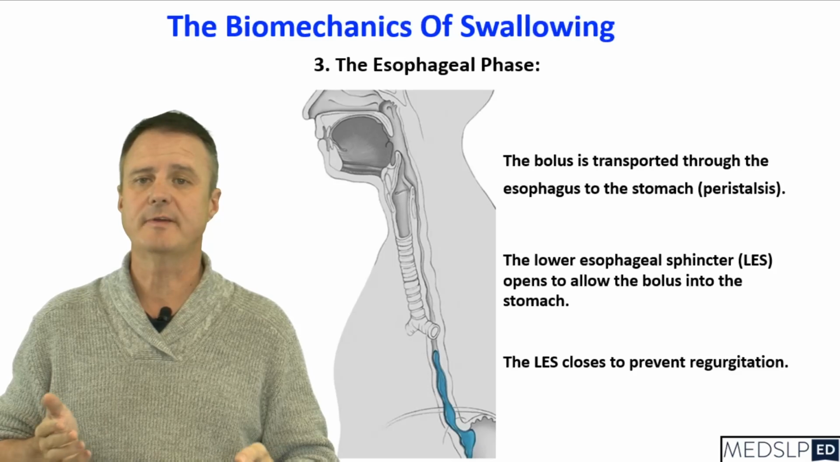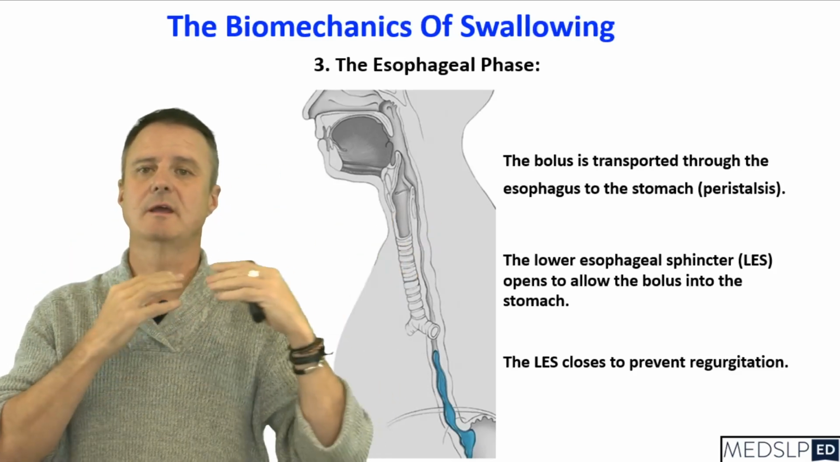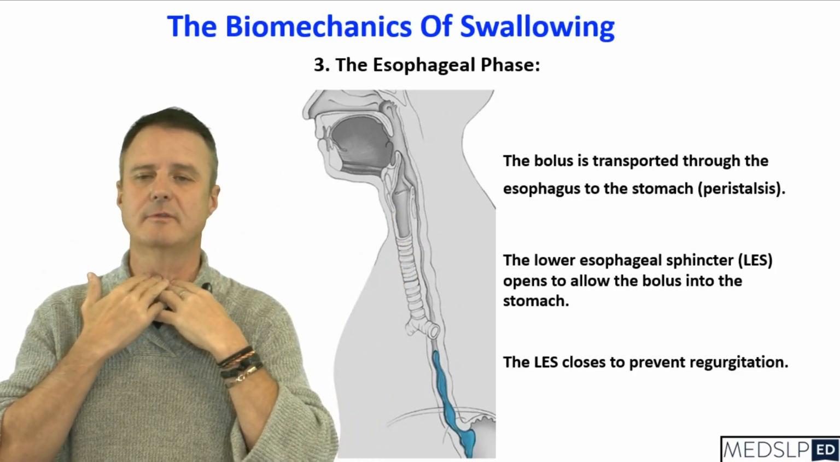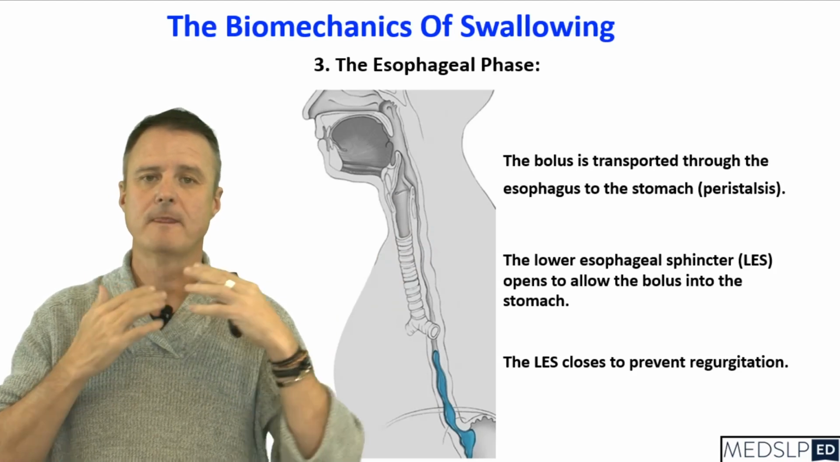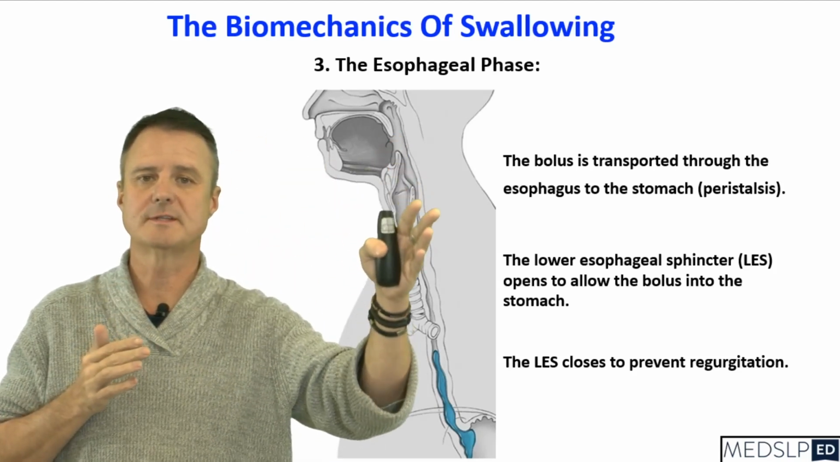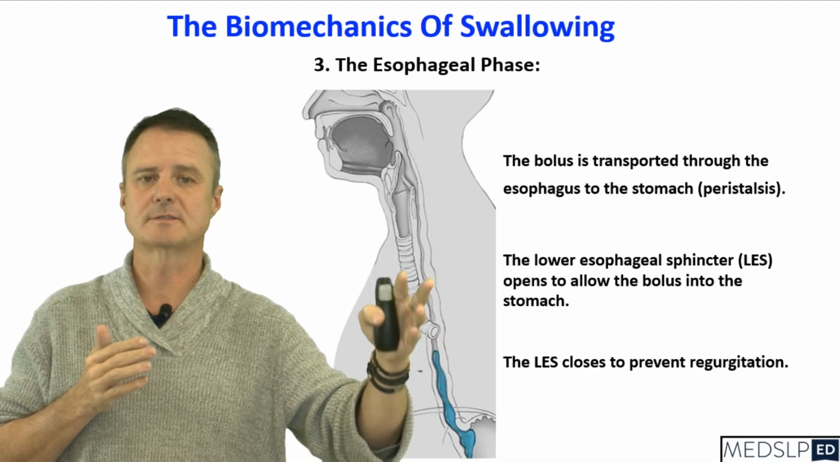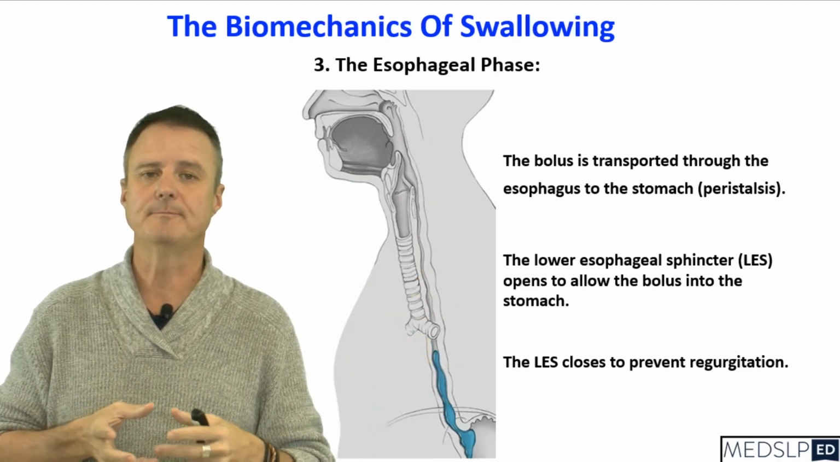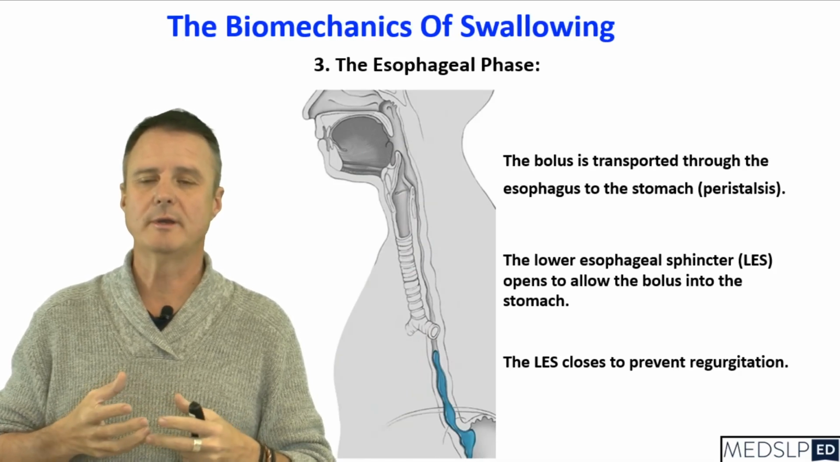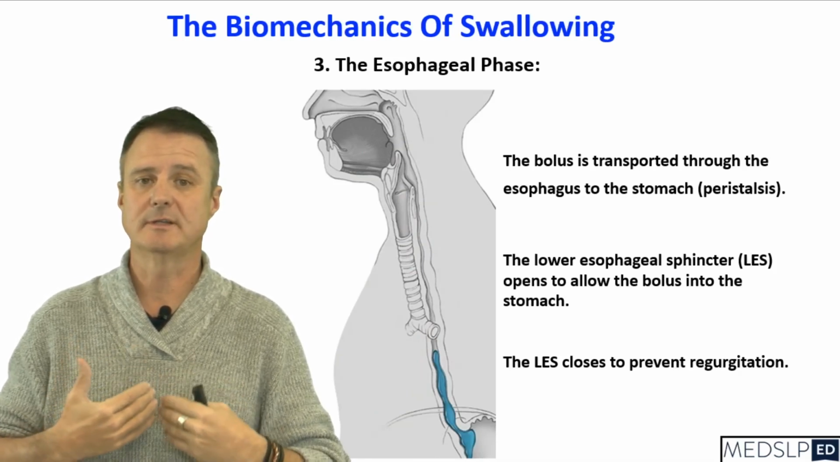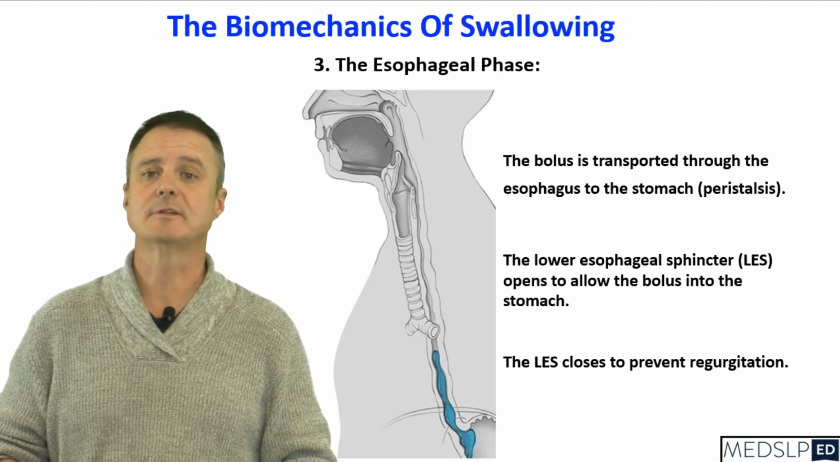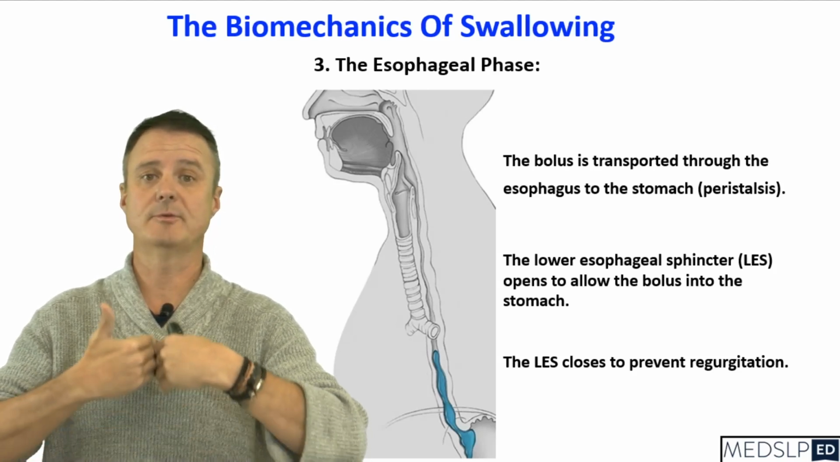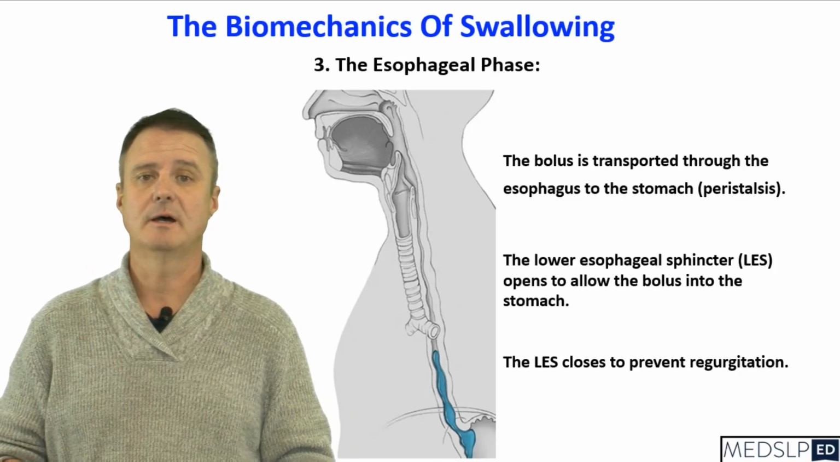The esophageal phase: if everything goes right and we've got no food heading into the trachea, the bolus is then sent down into the esophagus, and the lower esophageal sphincter will open and allow the bolus to enter into the stomach. And that prevents regurgitation of food back up through the esophagus and back into the mouth.